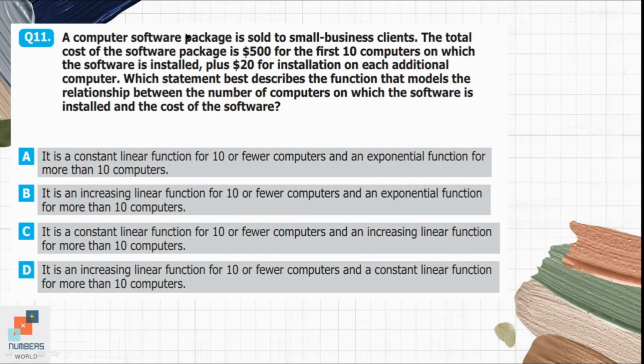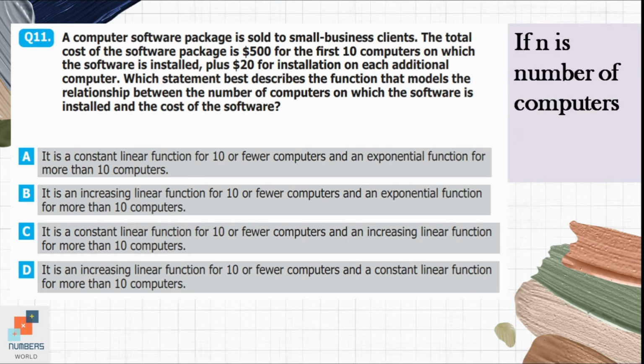Question number 11. A computer software package is sold to small business clients. The total cost of the software package is $500 for the first 10 computers on which the software is installed, plus $20 for installation on each additional computer. Which statement best describes the function that models the relationship between the number of computers on which the software is installed and the cost of the software?